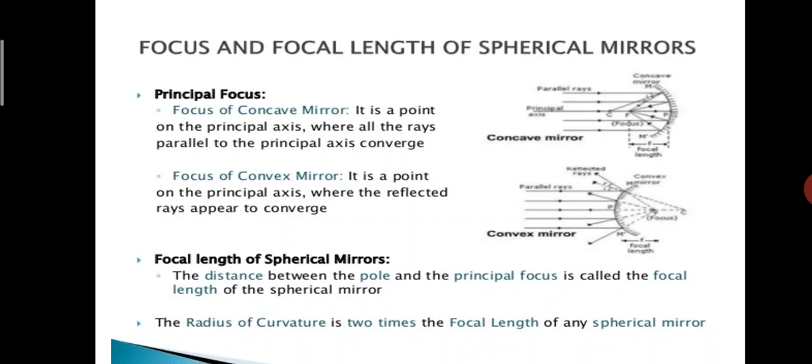Let us see the definition of focal length of spherical mirror. The distance between the pole and the principal focus is called the focal length of the spherical mirror. Here the radius of curvature is 2 times the focal length of any spherical mirror.